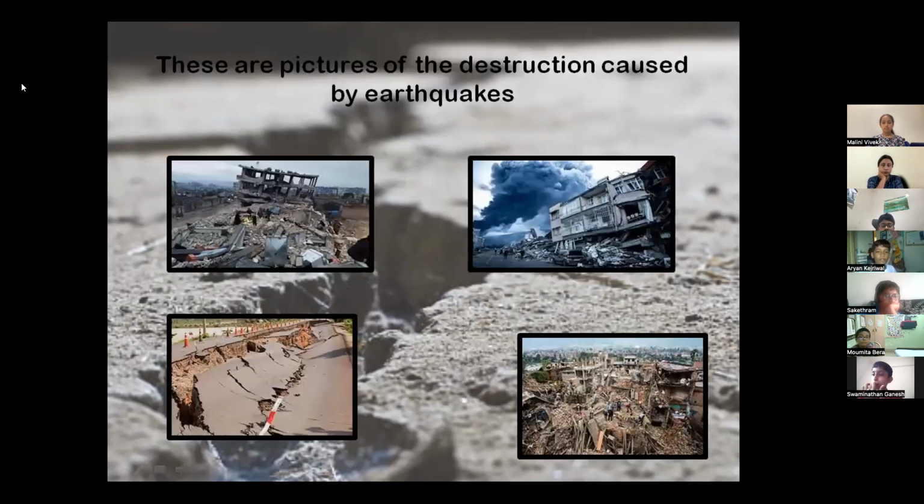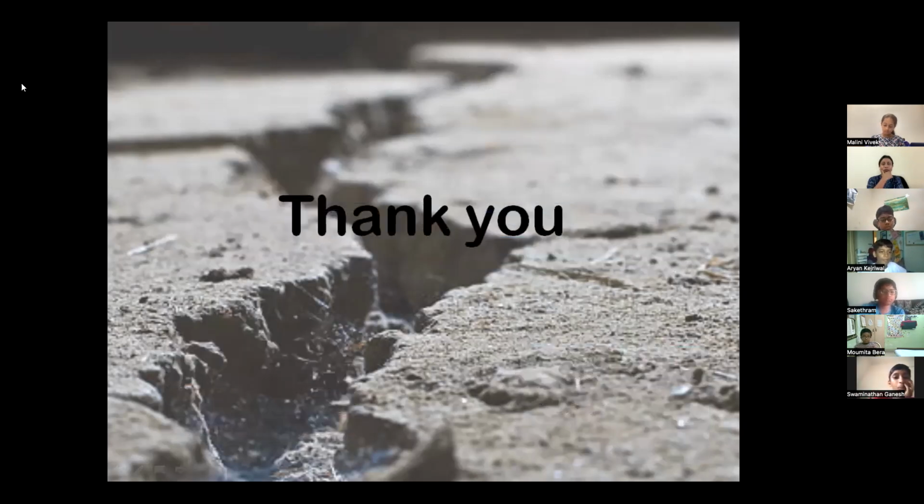So these are pictures of destruction caused by earthquakes. As you can see, buildings are destroyed, everything is smoking. In every picture there is destruction, but this destruction also helps us renovate and make new buildings, which is good, but it's not a total replacement of the old buildings. It takes a lot of money basically to develop again after an earthquake. Thank you. This is my presentation.